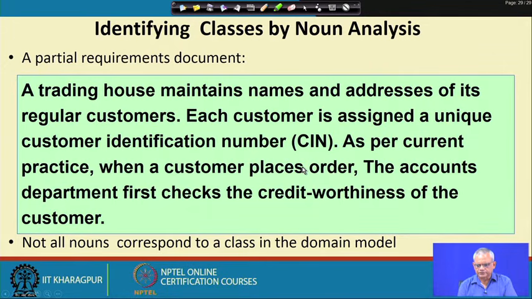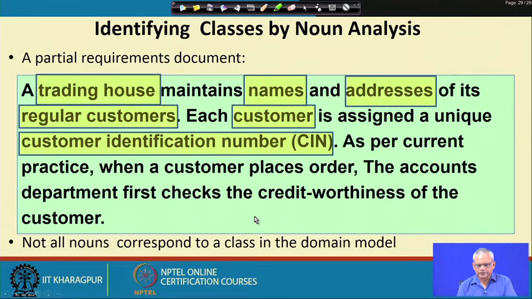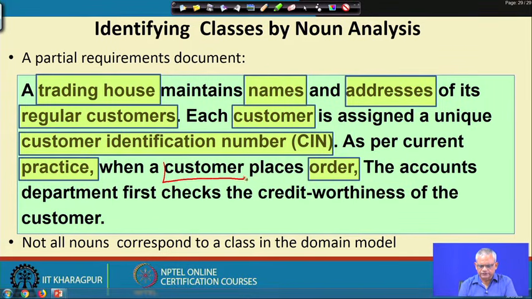This is the same problem description, just repeating what I said. We first need to do the noun analysis, we need to identify all the nouns. So: trading house, names, addresses, regular customer, customer, customer identification number, practice, customer. Maybe we should have the customer identified again here, but we already identified customer once. So, this is just a duplicate.